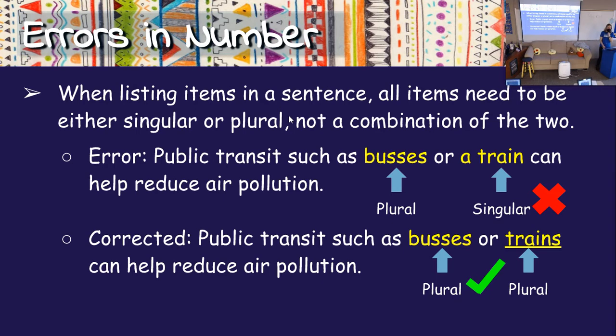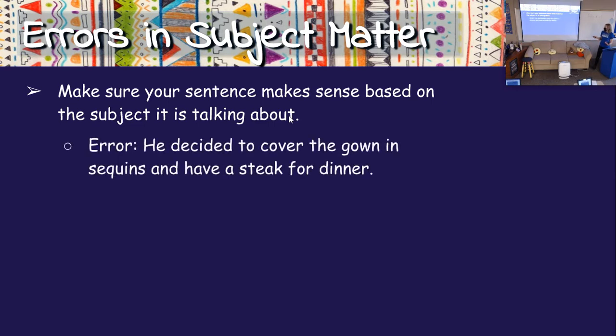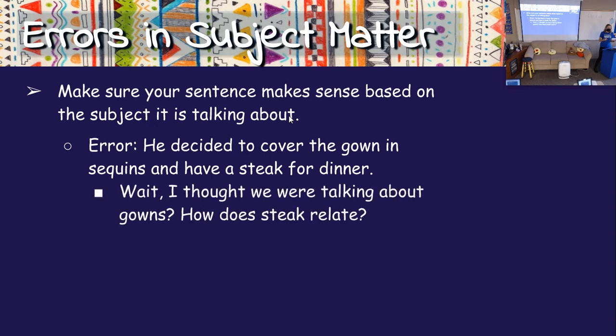Now there's one more type of parallelism error that you can have that's a little bit different than the ones we've looked at, and that's what's called an error in subject matter. Okay, when we have an error in subject matter, our sentence doesn't make sense based on what the subject of the sentence is. So for example, this would be an error. He decided to cover the gown in sequins and have a steak for dinner. What the heck does having a steak for dinner have to do with covering a gown in sequins?